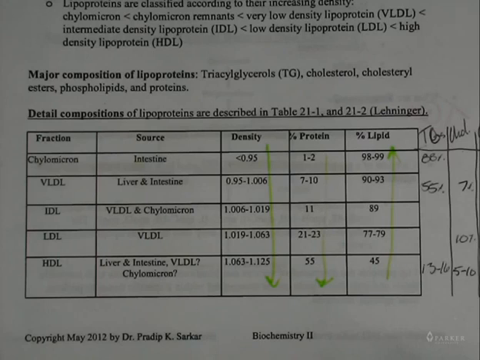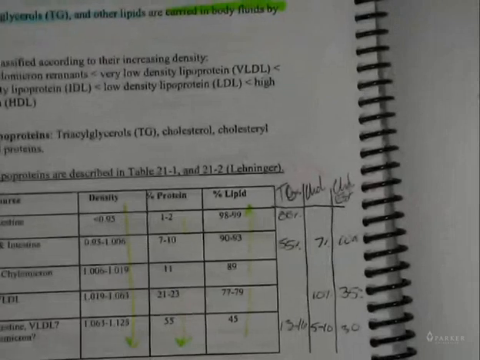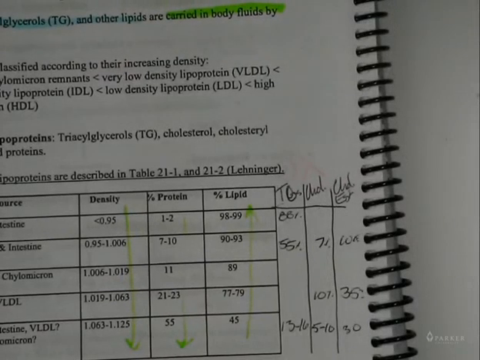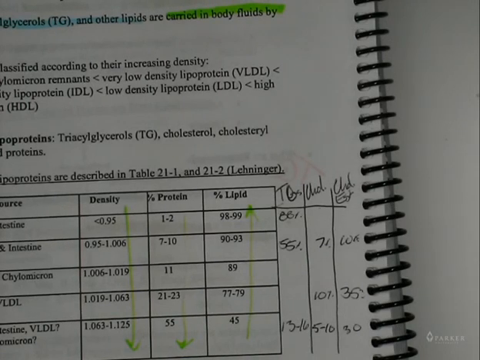Now, we also need to talk about something real quick. I wrote this chart over here. You don't need to know the percentages, but you need to know these kind of trends. You need to know that chylomicrons are the primary carrier of triacylglycerols, or triglycerides, et cetera, et cetera. The primary component of a chylomicron is a triglyceride. They carry your TGs. So the lipoprotein that has the highest triglycerides is chylomicrons.